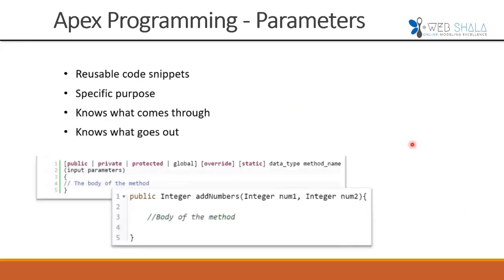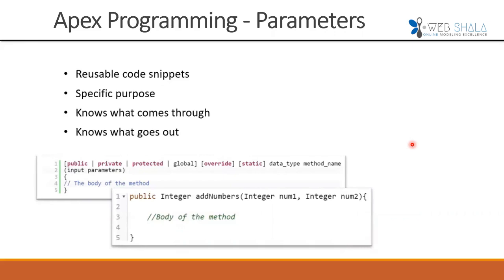Now, parameters are something we use in Apex programming. If you see here, they give us a reusable code snippet. Okay, reusable code snippet. So by this we are writing something which we can reuse, right?